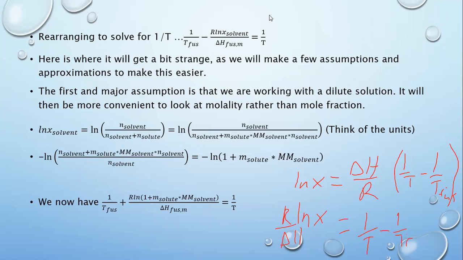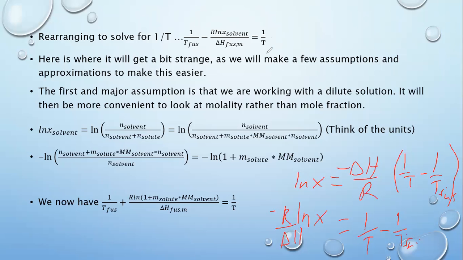We add, oh wait, is this a negative? Then we add 1 over T fusion to the other side. So we're essentially solving for that. Okay, so 1 over the constant minus R ln mole fraction over delta H equals 1 over our temperature.